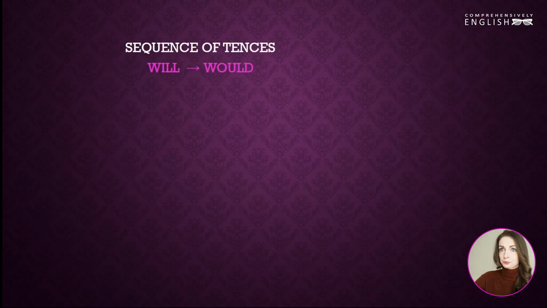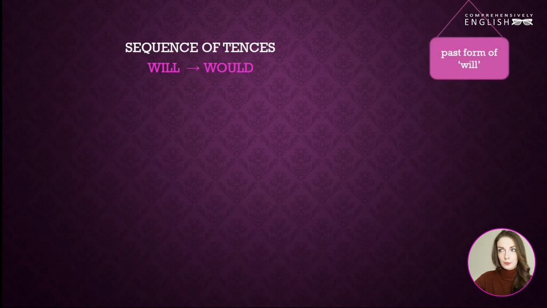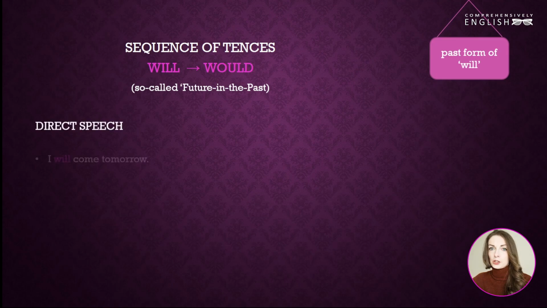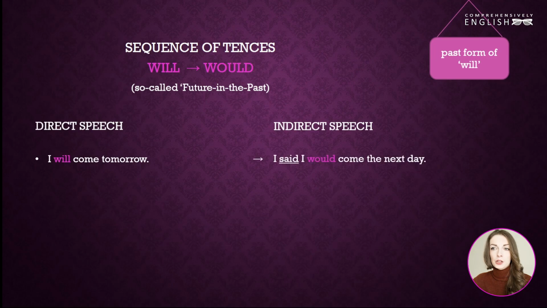Let's continue. The sequence of tenses. When we sequence tenses, will becomes would. So, would is the past form of will for such sentences. Let's see. Direct speech: I will come tomorrow. Indirect speech: I said I would come the next day.